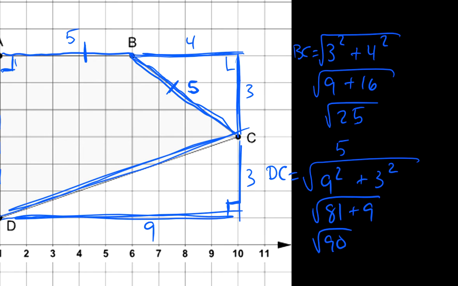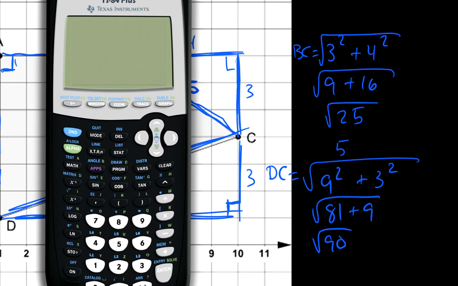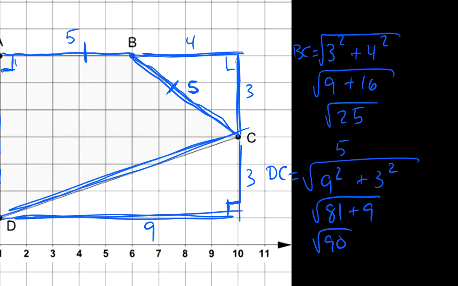I don't think that's a perfect square. Let's look at the square root of the number 90. When I do that, I get about 9 point, I'm going to round it to 9.5. So this is about 9.5, rounded to the nearest tenth.